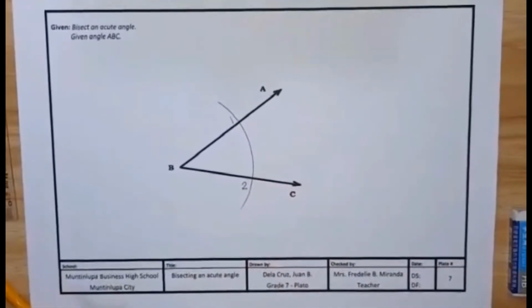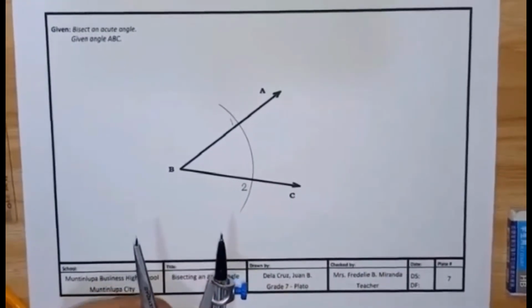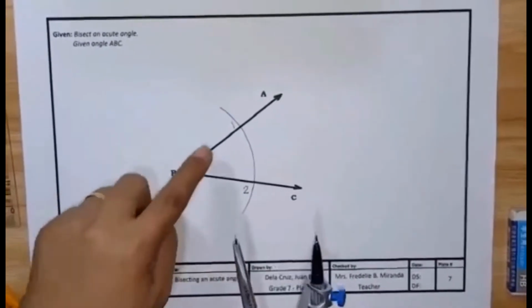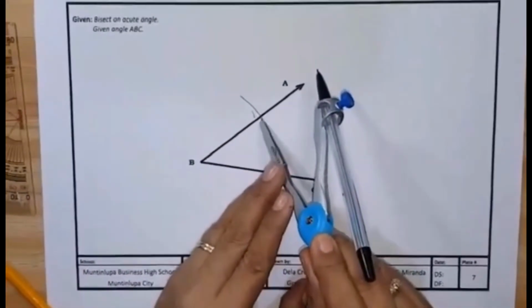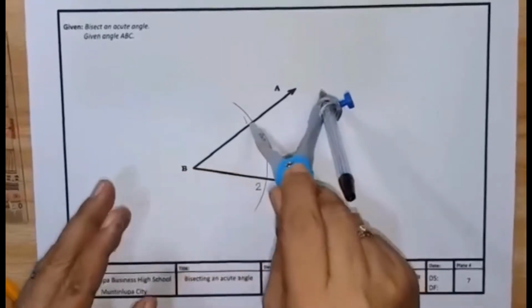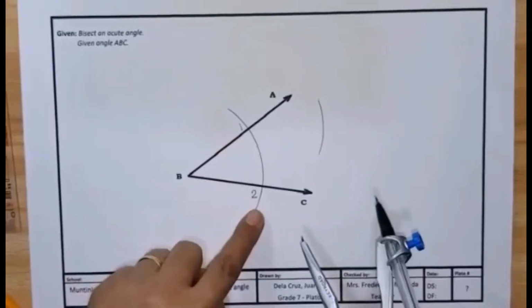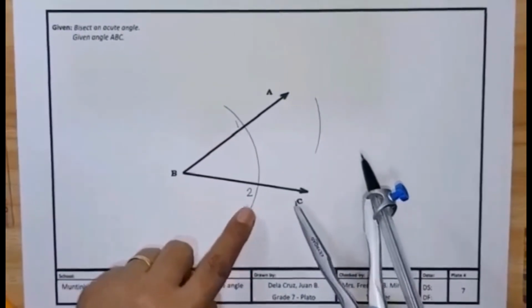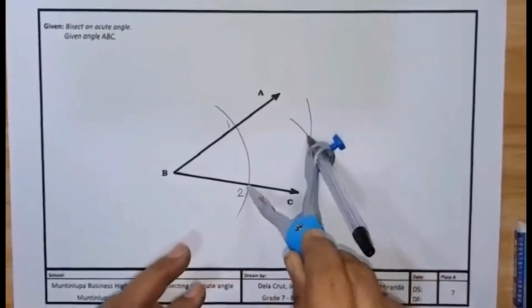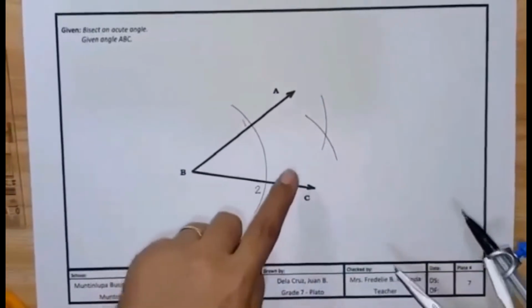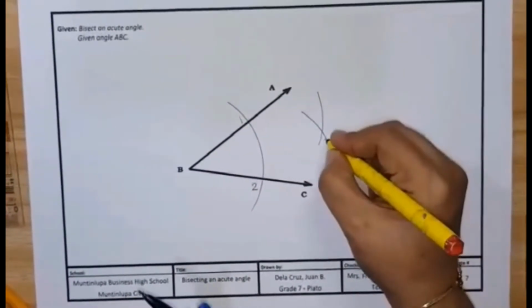Step number 2. Do not adjust your compass anymore. Set your compass at point 1. Then, strike an arc. Transfer your compass at point 2. Then, strike an arc. Intersection of two lines. Name it point O.